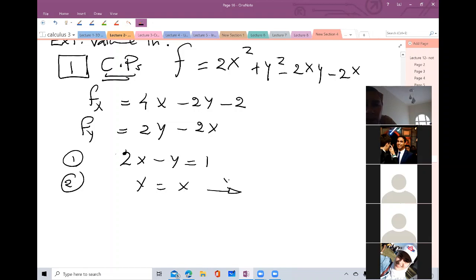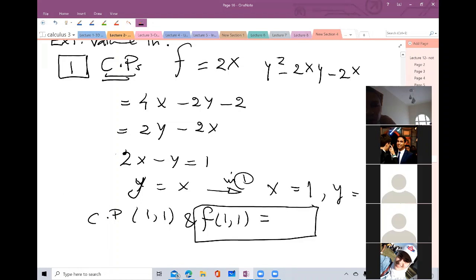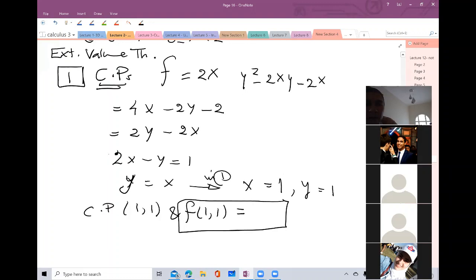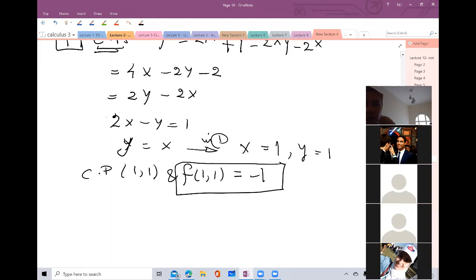Then I plug this into the first one. I'm going to get x equal to 1, so y is equal to 1. So I have a critical point, which is the point (1, 1), and the function value at this point, plugging in the values, comes out to 2 plus 1 minus 2 minus 2, negative 1. Okay, so I have all the information about my critical point.